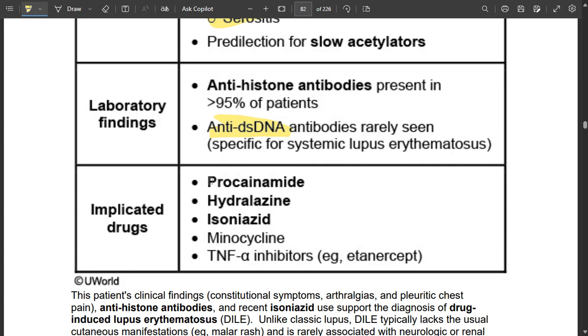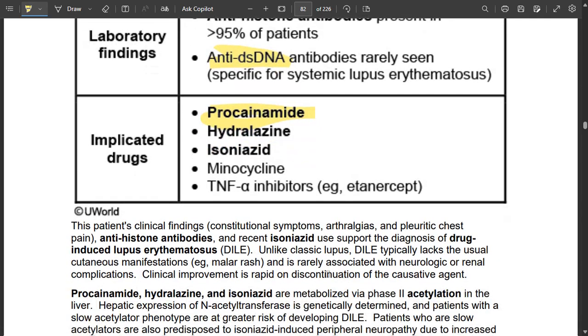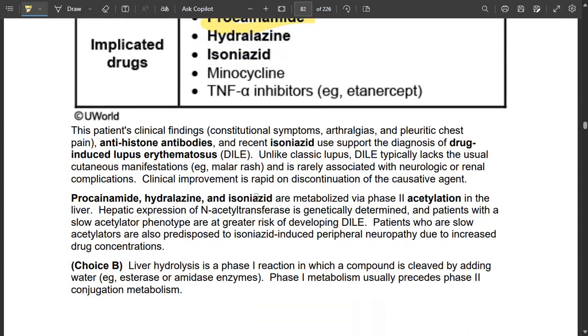Implicated drugs are the PIS drugs. So PIS is very important. Procainamide, which is an anti-arrhythmic drug. Similarly, hydralazine, an anti-hypertensive drug, and isoniazid, an anti-tubercular drug. So P for procainamide, I for isoniazid, S for hydralazine. Minocycline and TNF inhibitors are also implicated.